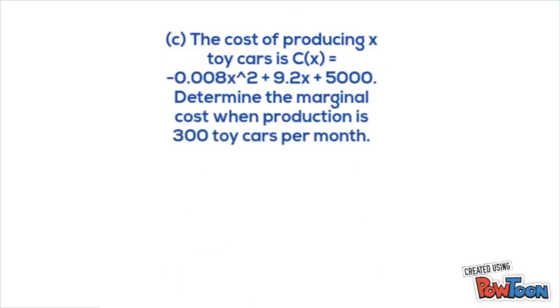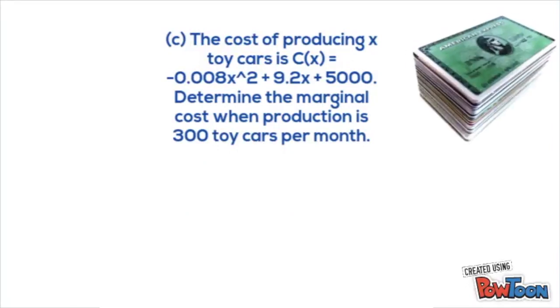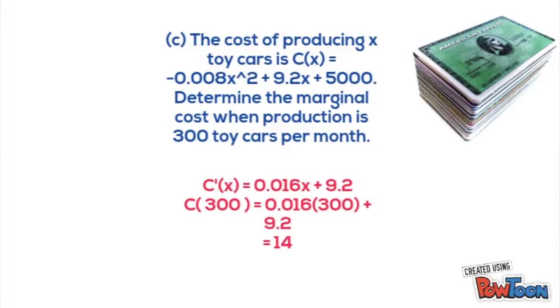Question C. The cost of producing x toy cars is C(x). Determine the marginal cost when the production is 300 toy cars per month. To find the marginal cost, we have to find the derivative of the cost function, which is 0.016x + 9.2. And if we substitute a value of 300, we will get a value of 14.